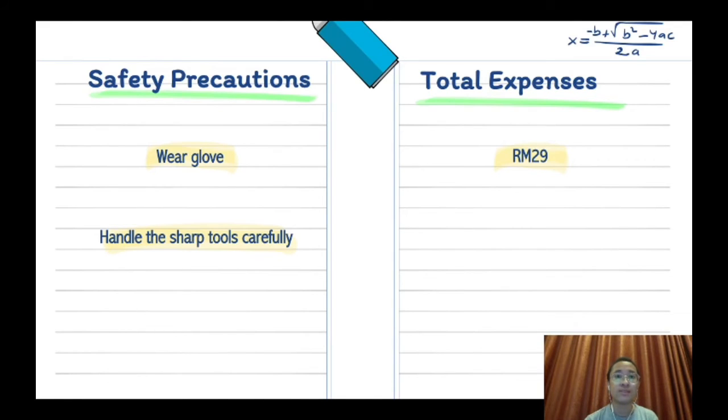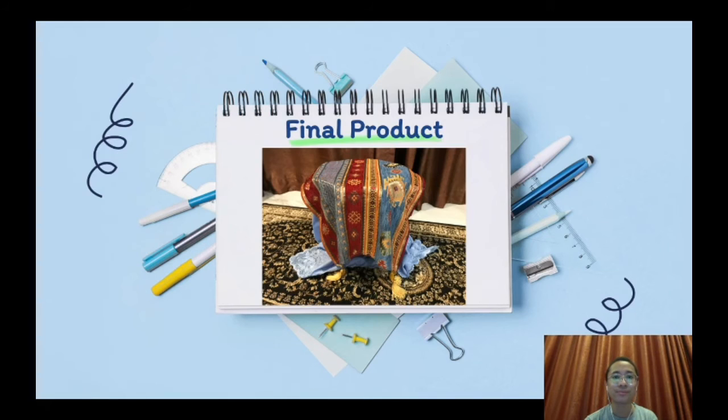Okay, so the safety precautions that you need to remember while doing this project is you need to wear gloves, and then you need to handle the sharp tools carefully or ask the elders for help. And then the total expenses that I spent on this project was about RM29. This is the final product. Actually, this stool can be used as a chair or a table. It depends on how you like to use it.